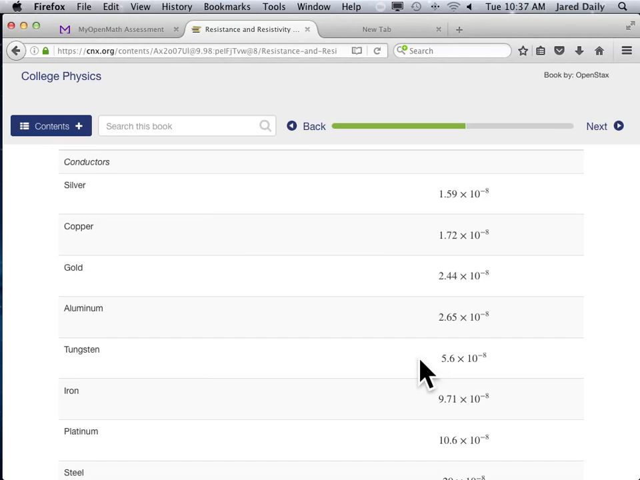Pi r squared is the area of the circle. Cross section.